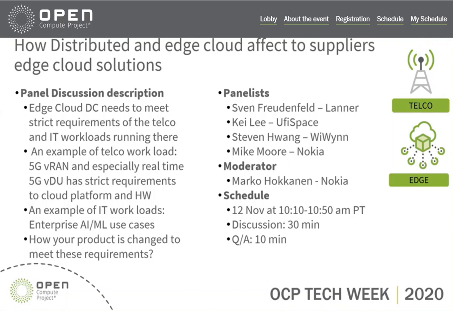My name is Kai Lee. I'm the technical director for UFI Space, headquartered in Taiwan, and I personally work in San Jose, California. Just a really quick overview on what we do and how we fit into the topic we are talking about today. Our company focuses on the end-to-end telco architecture from the RAN all the way into the central offices. We have developed end-to-end solutions, including the front haul, the mid haul, and also the back haul, and then all the way into the central offices.